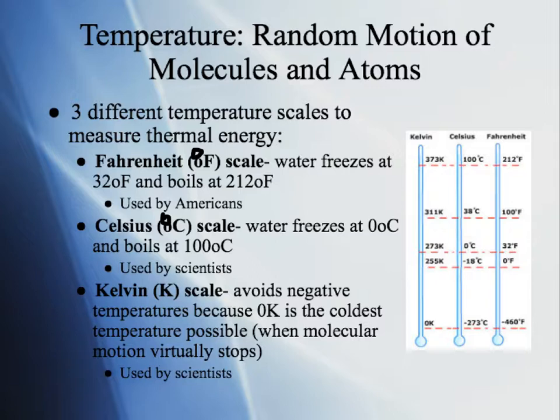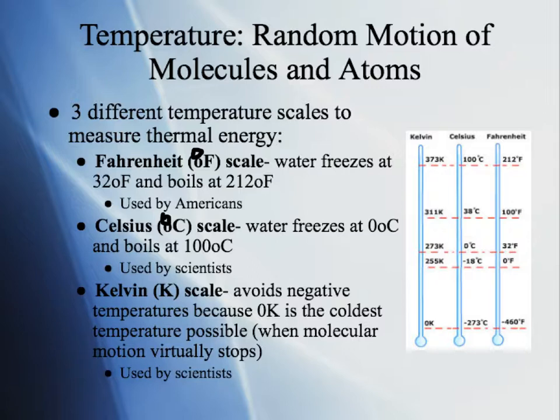I guess just to confuse us. Celsius, on the other hand, is nice and easy. Water freezes at 0. Water boils at 100. Okay, so it's a nice scale from water freezing to water boiling. And Kelvin, like I said, avoids negative temperatures because 0 Kelvin is the coldest temperature possible.